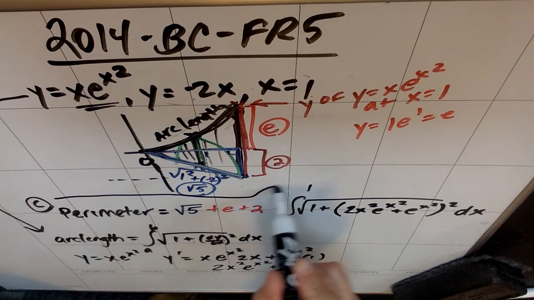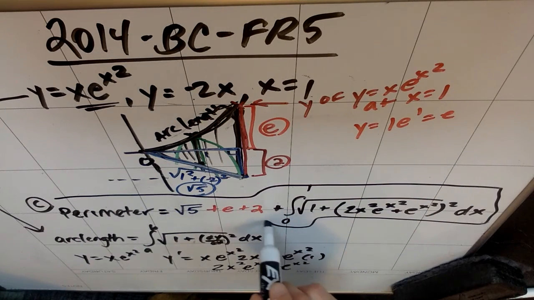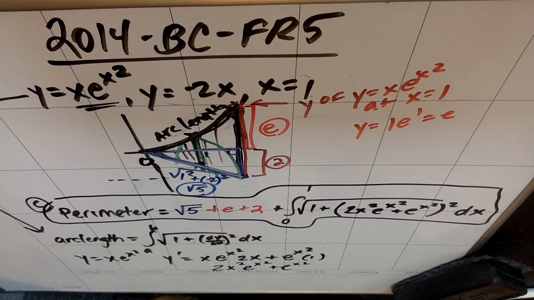And that is the perimeter. So again, the blue and red part of the perimeter I could find without using any BC calc. It was actually more geometry and a little bit of algebra, but I had to have an integral for the arc length section, which was the curvy piece of the curve.